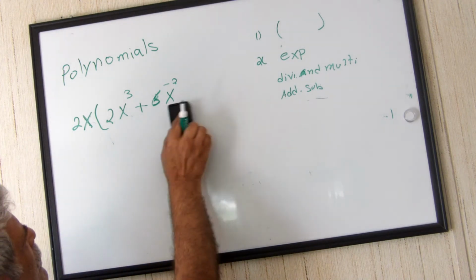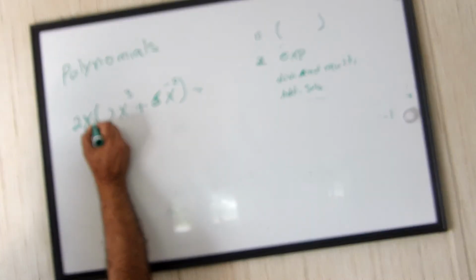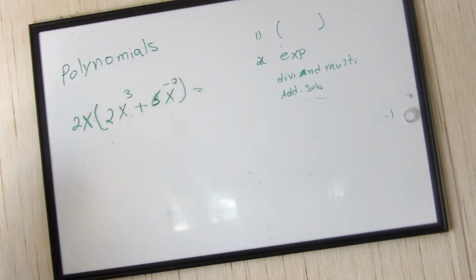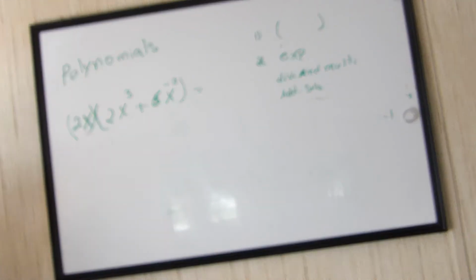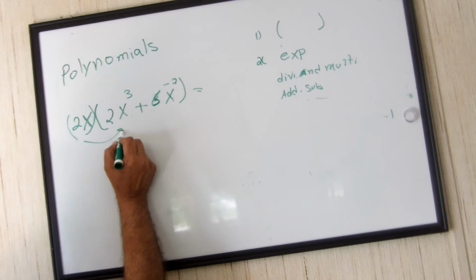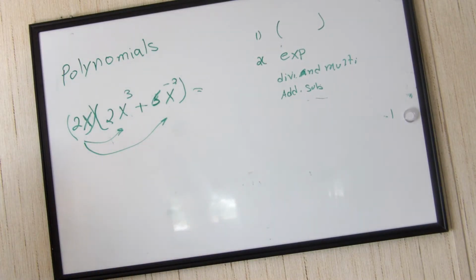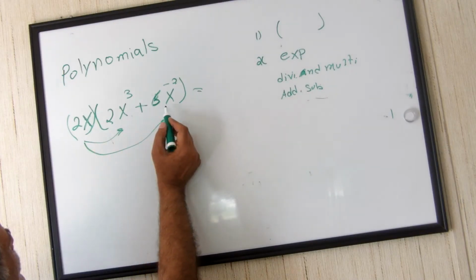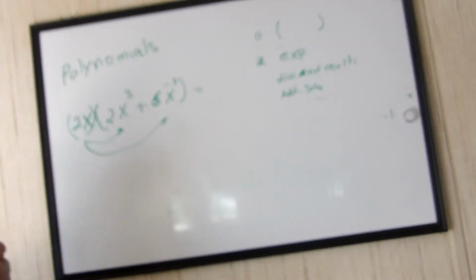So let's do this one, and then we are going to multiply by 2x. If there is no parenthesis, it means these are different terms. We multiply 2x by this one. So what you do, you multiply 2x by the first item, and then add it to the multiplication of 2x times 6x to the power of minus 2.